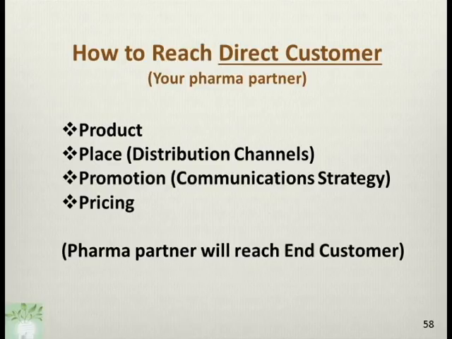In the production and marketing section, you really need to speak about how you're going to reach your direct customer. And for most of you, this will be your pharma partner that you're going to license to. Products should describe the total package of benefits obtained by your direct customer.